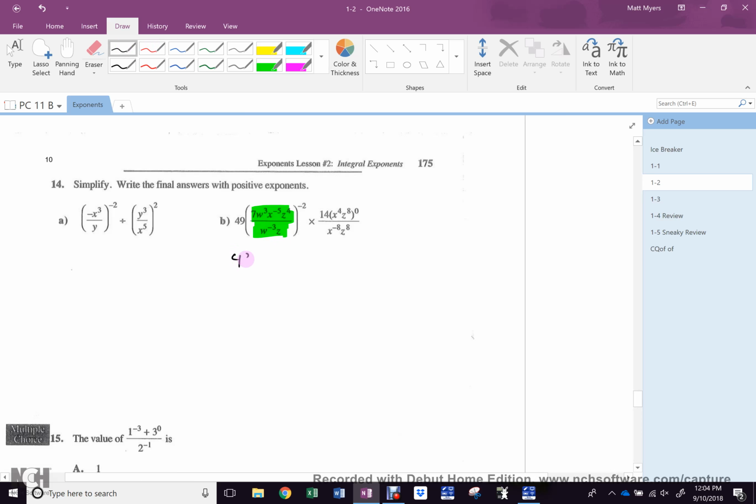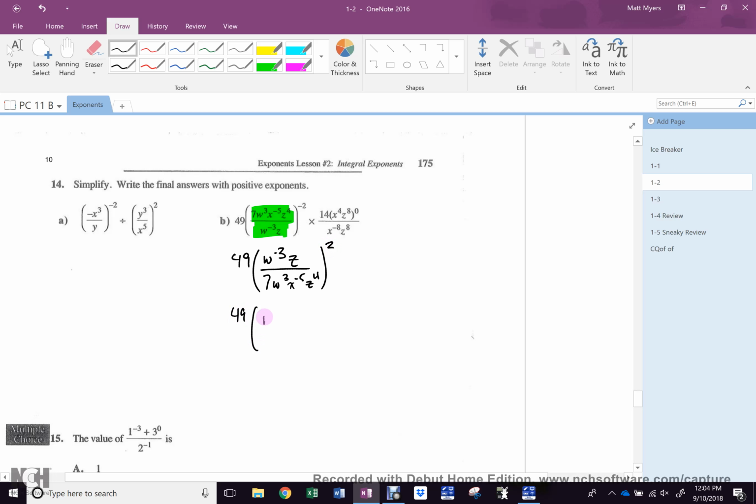So I write 49, and I'm just going to flip this. W negative 3 Z over 7W3 X negative 5 Z4. And all that is to what power now? 2. Positive 2. Right? Everyone agree? Mm-hmm. Okay. Now, let's deal with that 2.